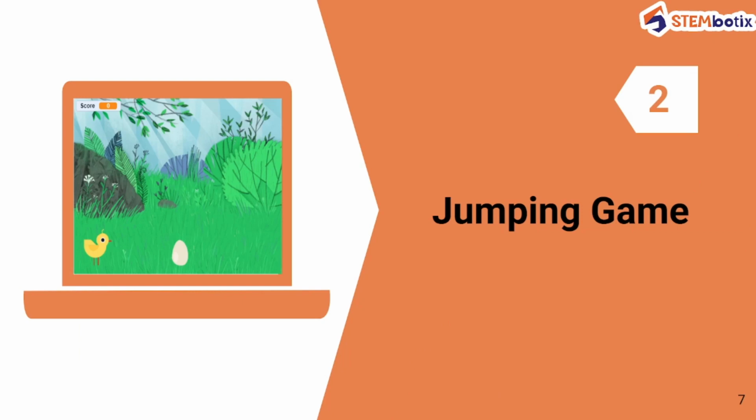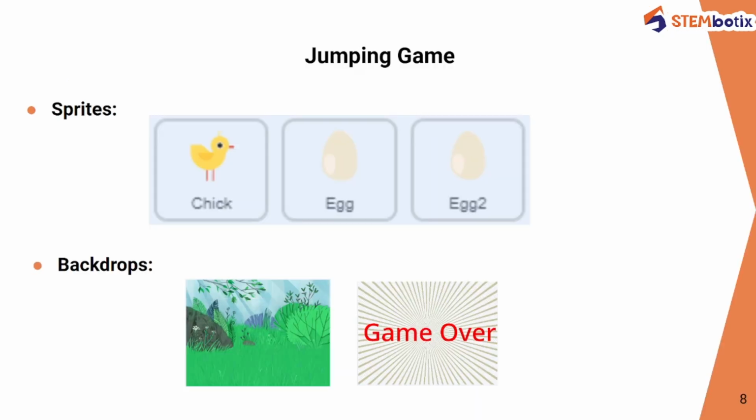Let's move forward with our second game, which is the jumping game. Many of us have played this kind of game, especially in our childhood. In this game, we are going to need two different types of sprites. The first one is a chick, which is an animated sprite, and the other one is an egg, which is a static sprite, right? These are the sprites we are going to use in our game, and these are the two different backdrops we are going to need.